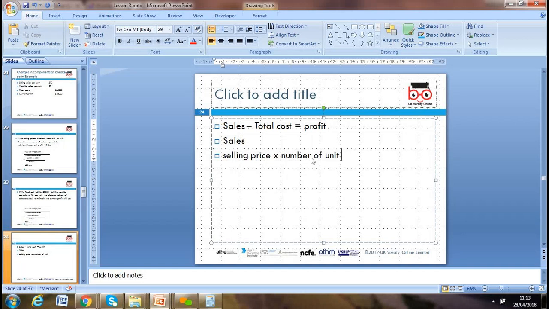Then minus total cost. If you want to calculate, fixed cost plus variable cost per unit times number of units. Yes, that gives you profit.